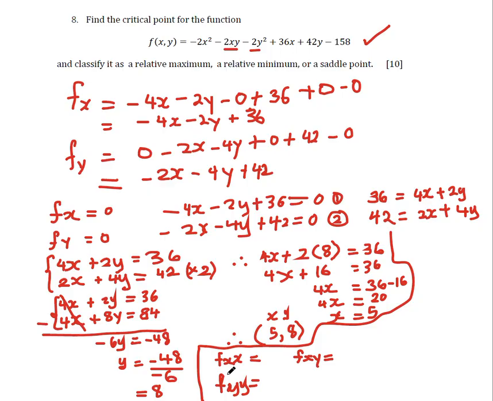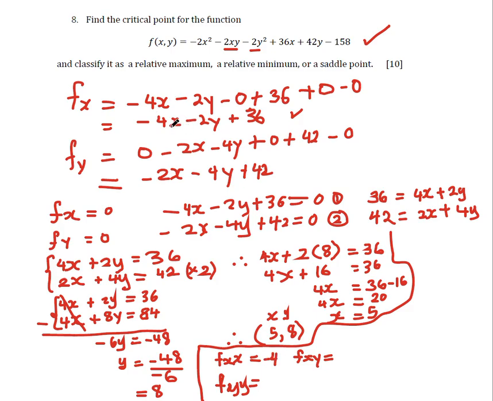Now to find fxx, it means that we're going to differentiate fx, which is this here. So we're going to differentiate fx with respect to x. That's what fxx means. When we differentiate fx with respect to x, differentiating negative 4x would give me negative 4.